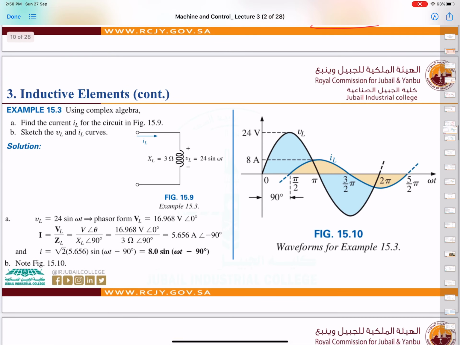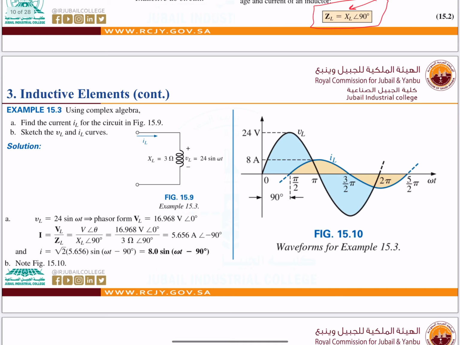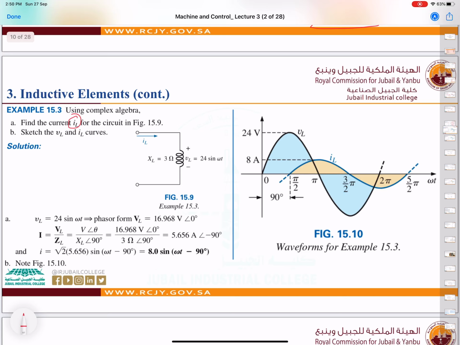Okay. Now, using complex algebra, find the current of the inductor for this circuit in figure 15.9. So this is the circuit. We have a voltage source. We have XL, which is equal to 3 ohms. So we need to find the current. Now, we know that VL is 24 sine omega t. As an angle, because we don't have plus something like plus 30 here, the angle is 0.